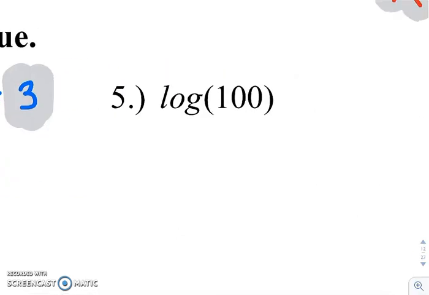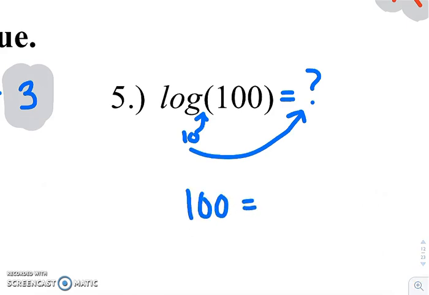Log base what of 100? If there's no base, it is base 10. So we're trying to figure out 10 to what power equals 100? Well, 10 to the second. All logarithms are used for is solving exponents. That's what they were used for, that's what they were created for. So that's what we're always solving for: an exponent.